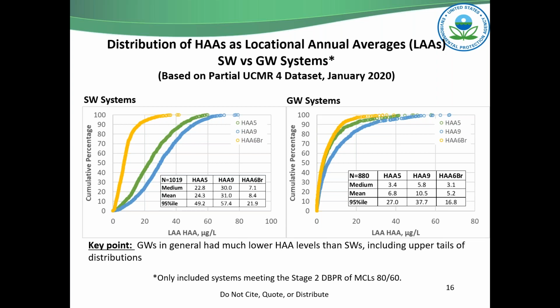The difference becomes less when you look at the brominated specific category, HA6BR, and that relates to the understanding of the different ratios of bromide to TOC and the formation effects of that.